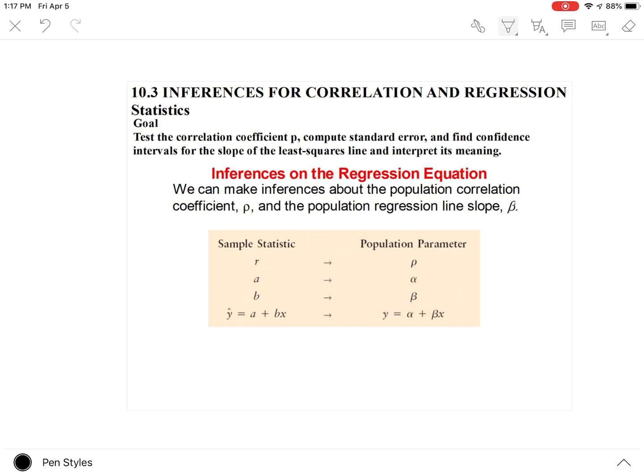Your sample statistic a is alpha. It's the y-intercept in your line of best fit. Your b has a beta that goes along with that, and beta is just the population slope for your line of best fit. You've got this y hat, and then you've got y with no hat above it, which is your population line.